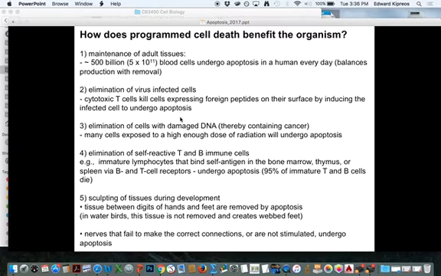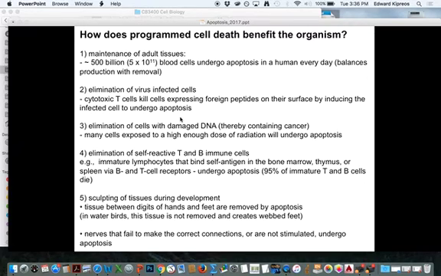If you didn't have this, of course, your own immune system would be attacking you all the time. Then there's the sculpting of tissues during development. I'll show you a slide on this. Basically, you're born with webbing in between your digits. All that's going to go away. And that's just one example. There's tadpoles, I'll show you that too.